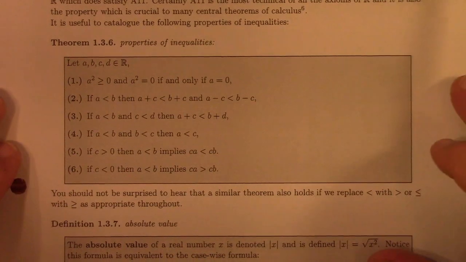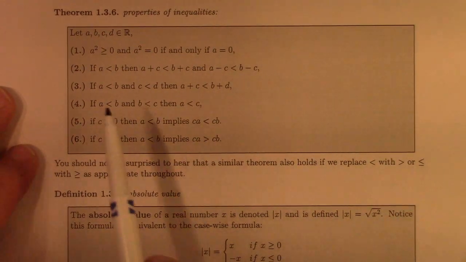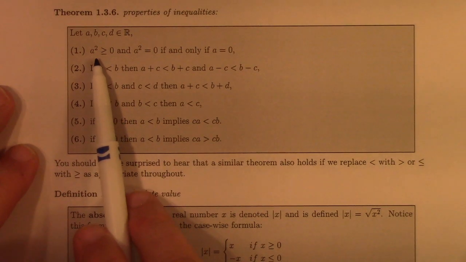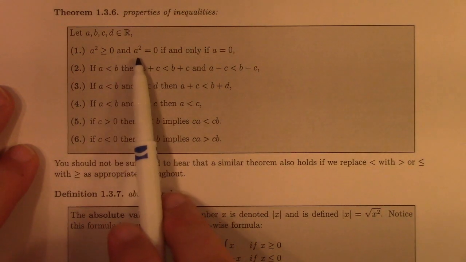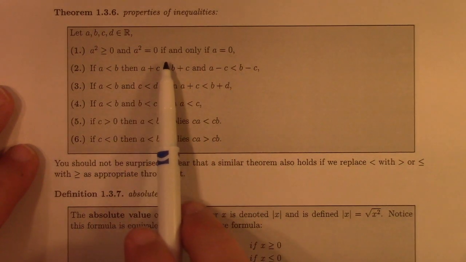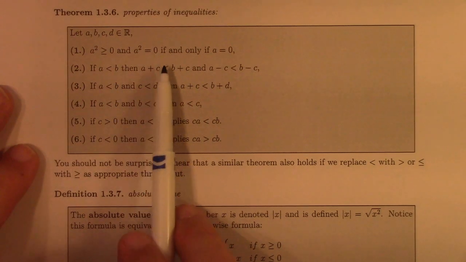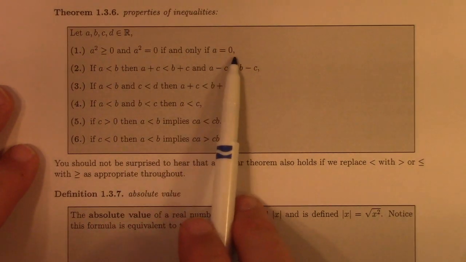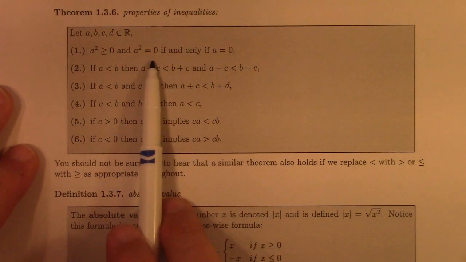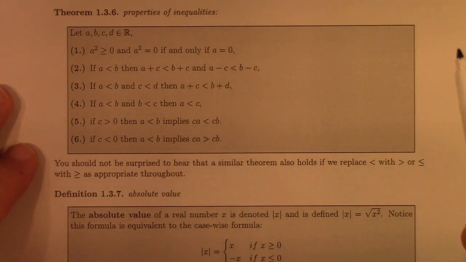Here are some properties of inequalities that you may have forgotten, but we will use them. A squared is greater than or equal to 0, and a squared is equal to 0 if and only if a equals 0. If and only if is a phrase that means you can go both ways, okay? Like, if I know this is true, then that's true, and if I know that's true, then this is true. That's what an if and only if statement is. It's also called a biconditional.